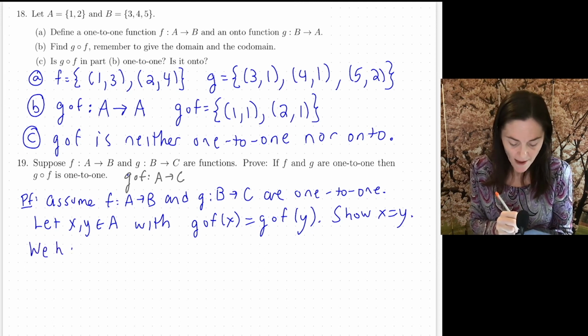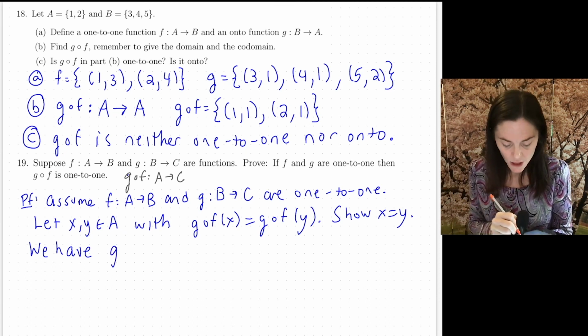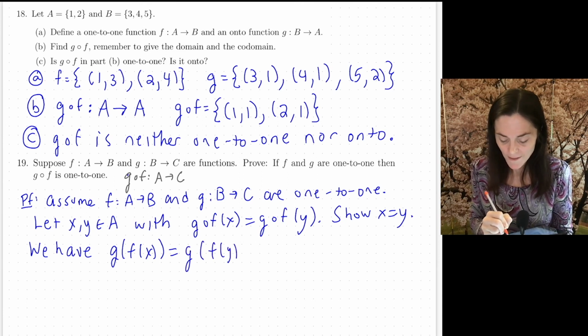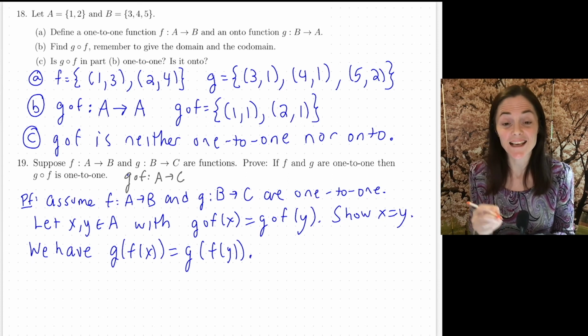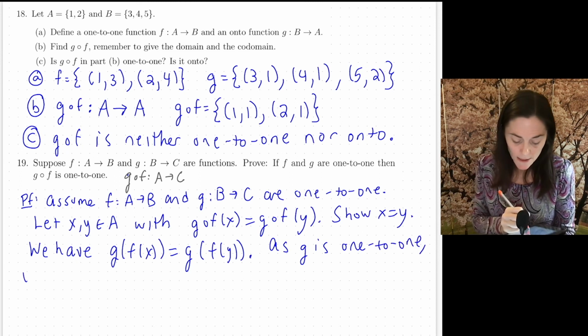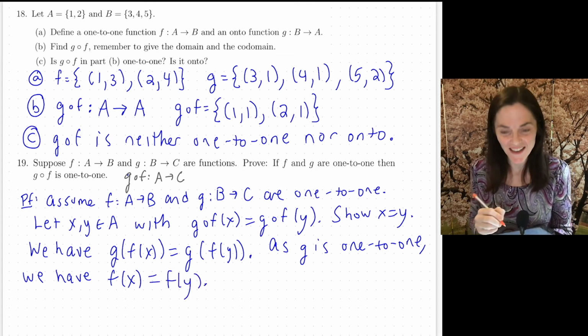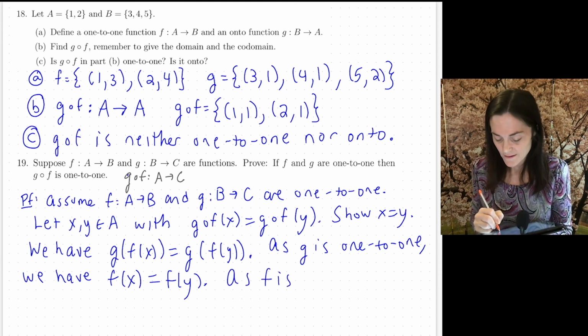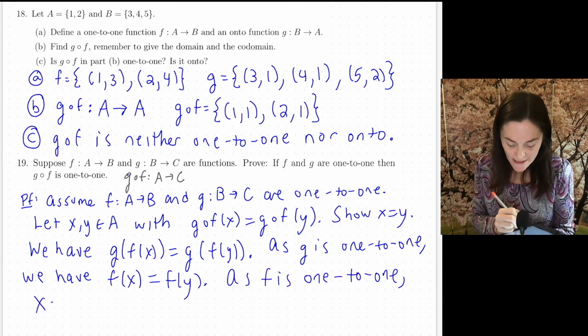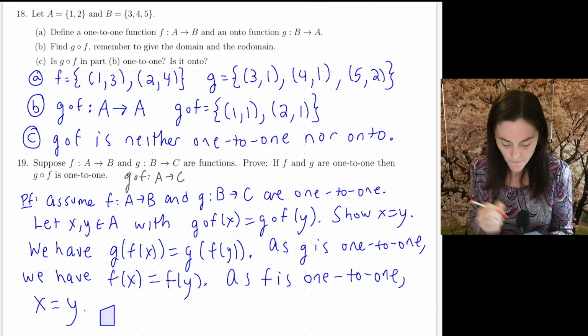Well, if we use the definition of the composition, we have that G of F of X equals G of F of Y. Now, G is one-to-one, and so we have that F of X must equal F of Y. And now we use that F is one-to-one. We get that X equals Y. And this is exactly what I wanted to show. So this is the end of this proof.